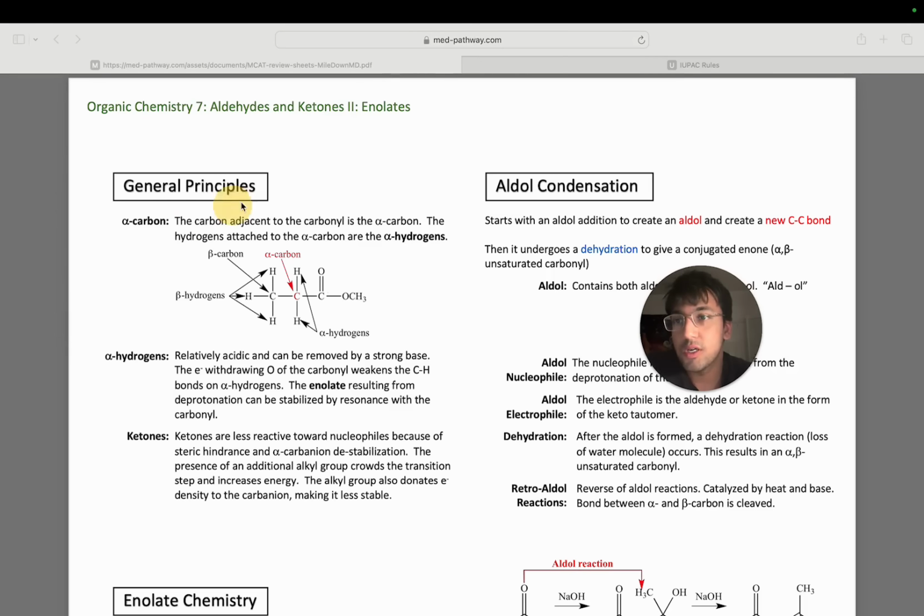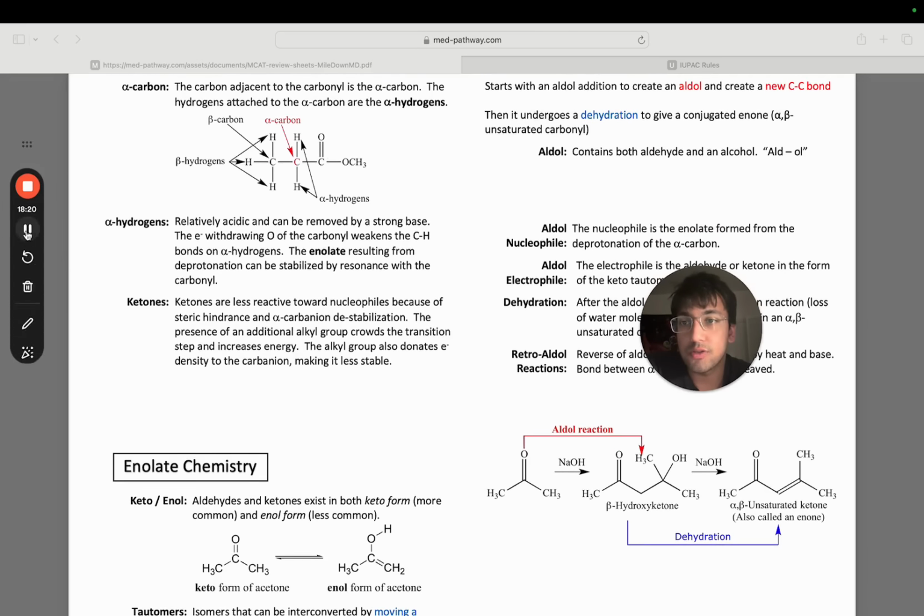First thing to mention is there's this alpha carbon. The alpha carbon is the carbon next to the carbonyl. So you have this carbon, right? The carbon that it's next to is called an alpha carbon. The hydrogen that's attached to it is an alpha hydrogen. Okay, we've already talked about this, so I'm not going to go too much into it.